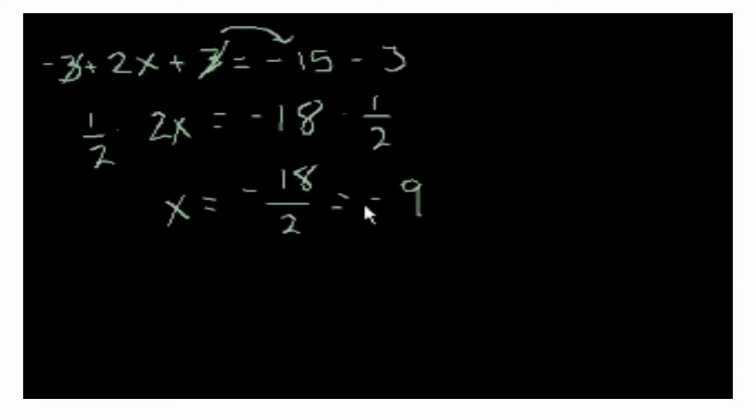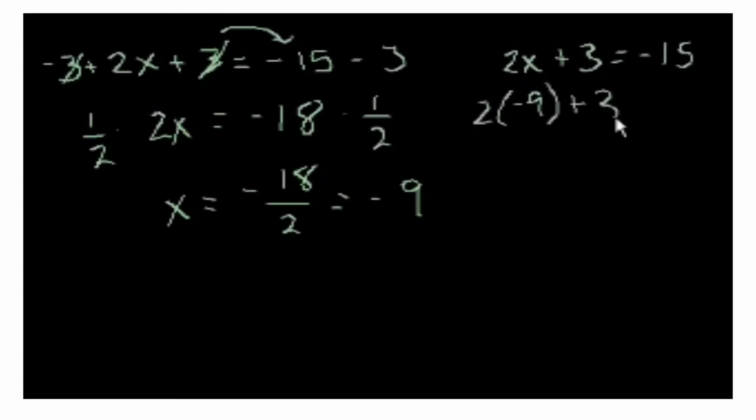Let's do another problem. Actually, if we want to check it, the original problem was 2x plus 3 equals minus 15. So we could say 2 times minus 9 plus 3. 2 times minus 9 is minus 18, plus 3. Well, that's equal to minus 15, which is what the original equation said. So we know it's right. That's the neat thing about algebra. You can always check your work.